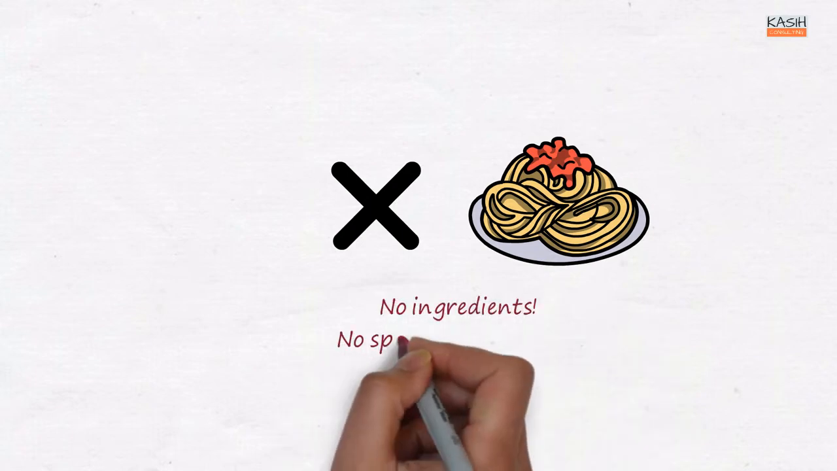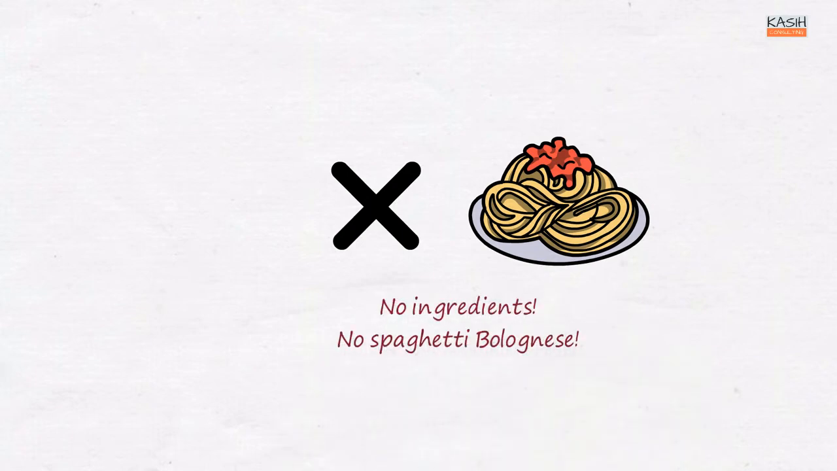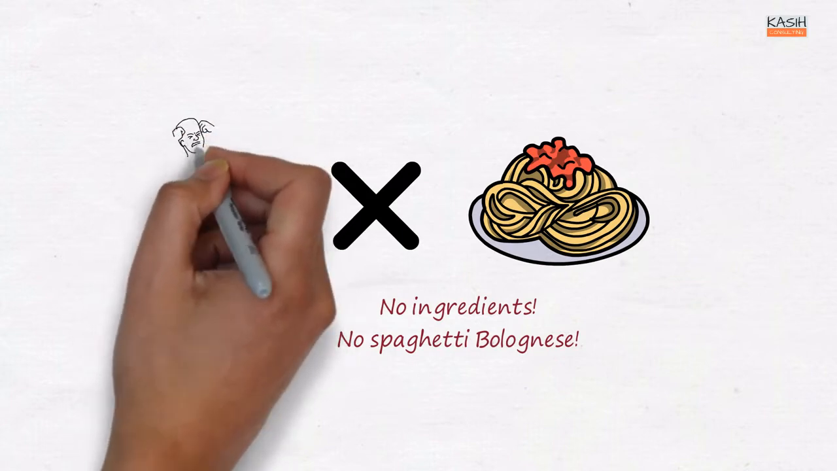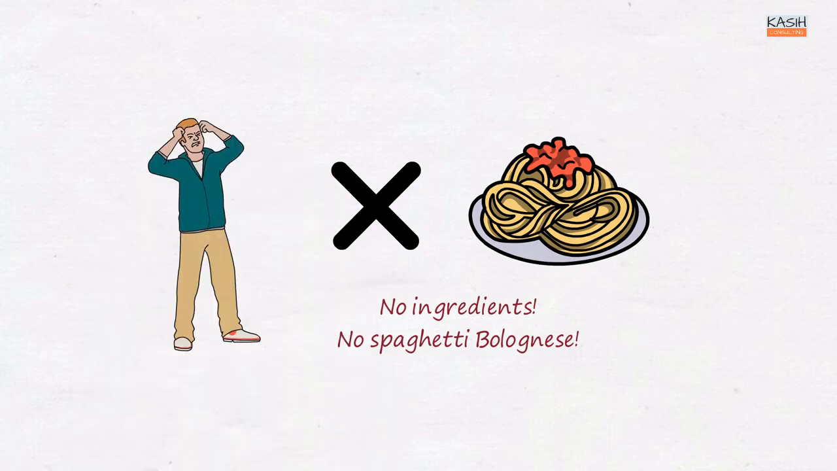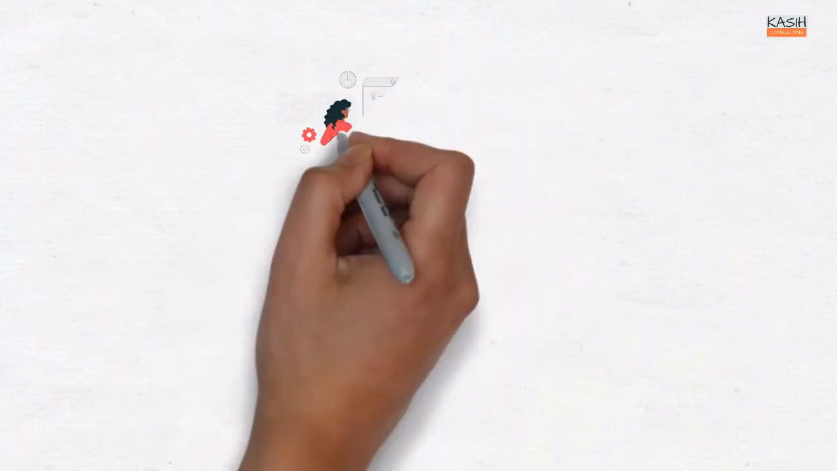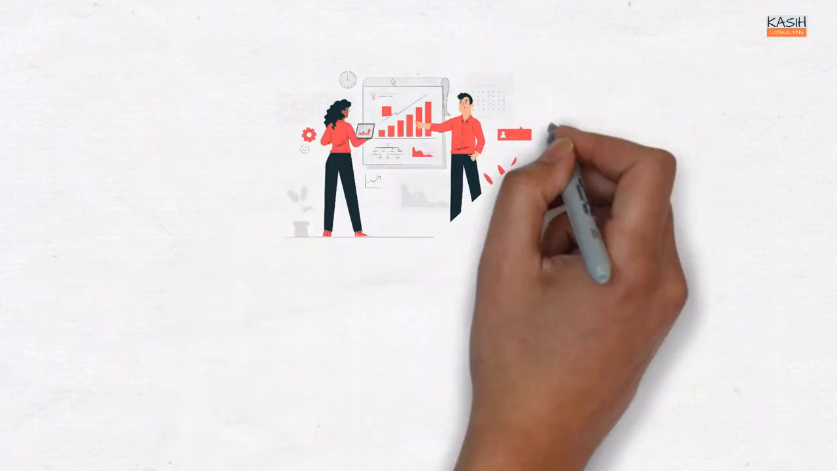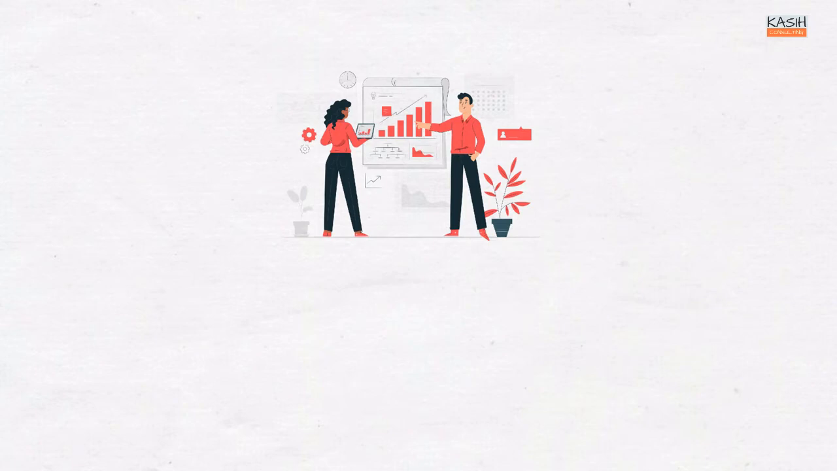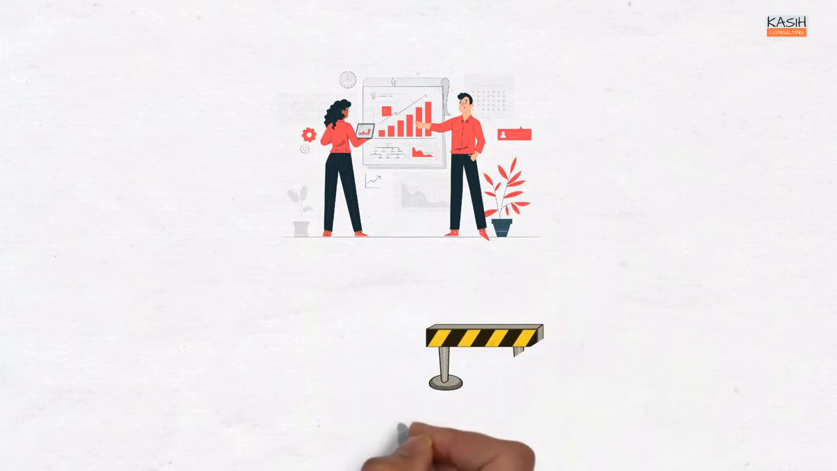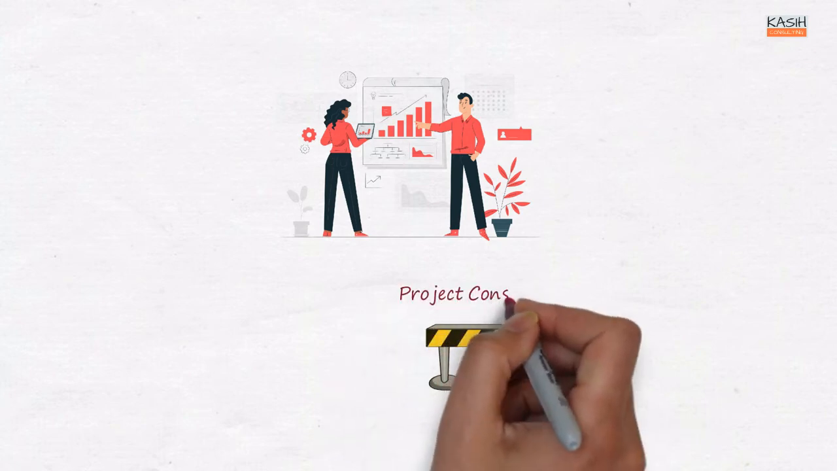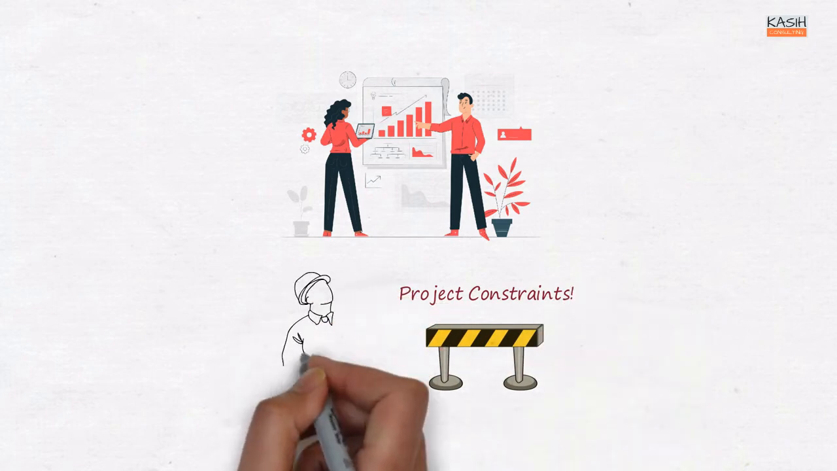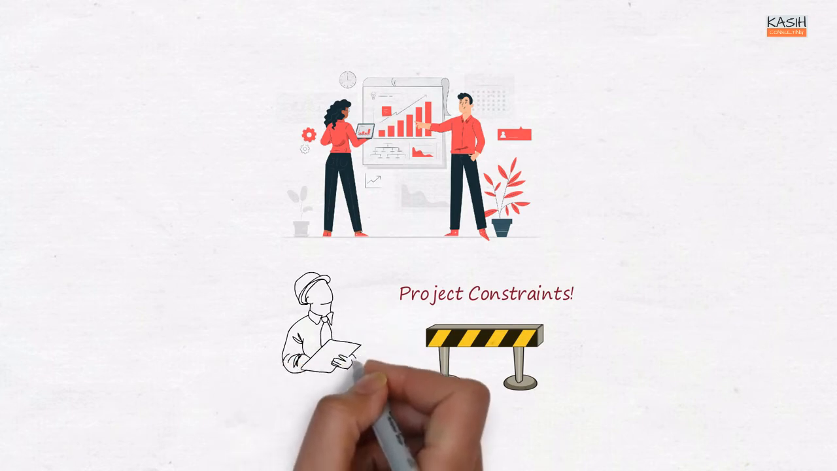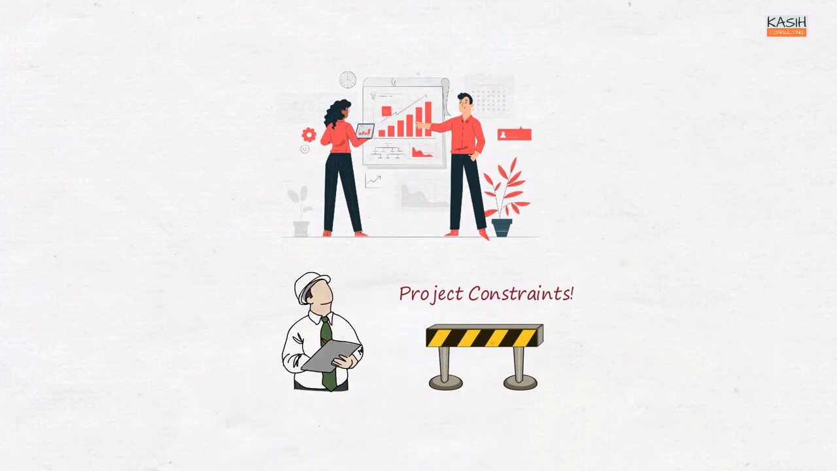As you can see, Joe has ingredients constraints. Without those ingredients, Joe cannot make his spaghetti bolognese. While waiting for Joe to buy the groceries, let us discuss about project constraints. In this video, we are going to find out what are those constraints and how they can affect the project. Okay, let's jump in.